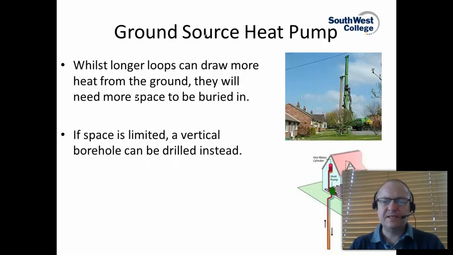And then if space is limited, that's where a vertical borehole can be drilled instead. So you can see in the little sketch here in the bottom right hand corner, instead of the heat loop coming out into the garden in a slinky, it basically goes straight down into the ground and straight back up again. So again, quite a common installation method, particularly where area is limited.